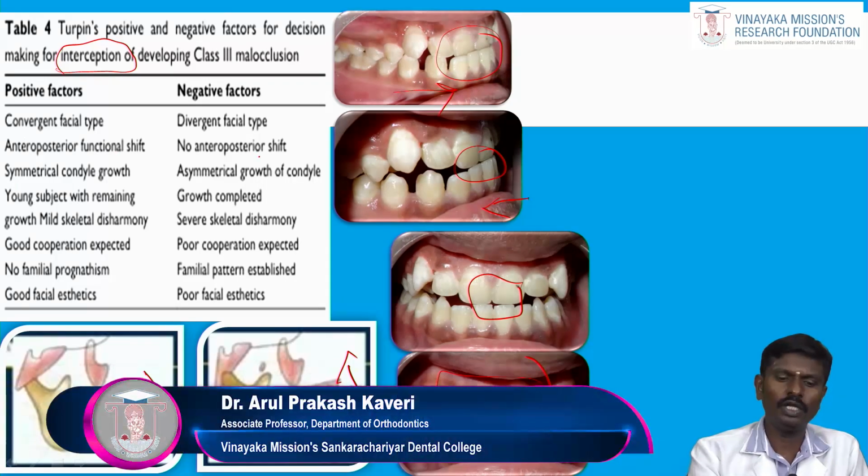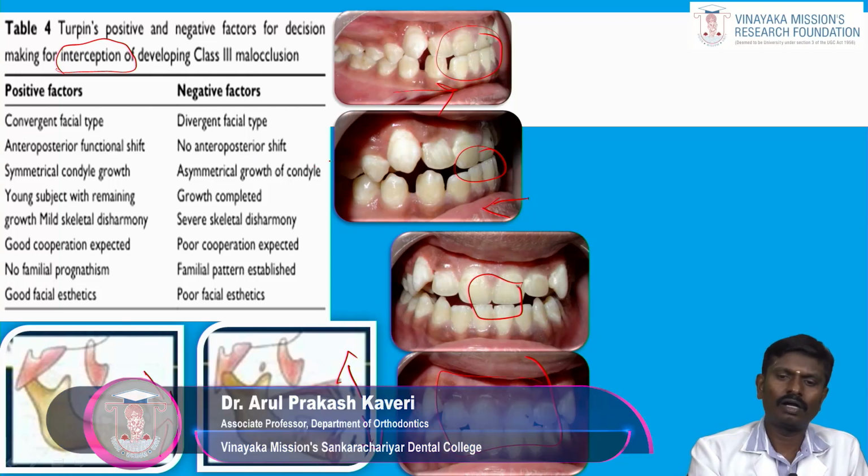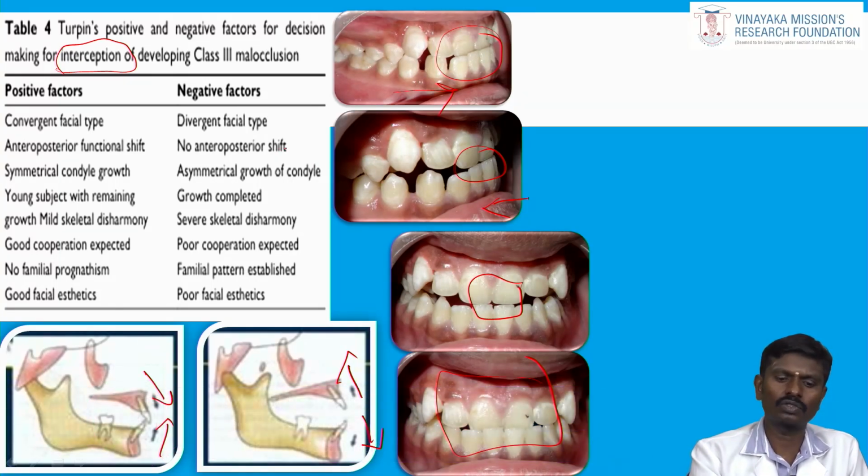If there is no functional shift, even in pure skeletal class 3 cases or severe class 3 cases, the patient is not able to take back the mandible. So in that case, to intercept will be very difficult. If you see the x-rays, the growth of the condyle should be symmetrical. The shape and length of the condyle should be symmetrical. If there is an asymmetry, it is very difficult to intercept the class 3 malocclusion. The patient should be young, with remaining growth. If growth gets completed, you can't intercept, so you have to go for surgical correction.